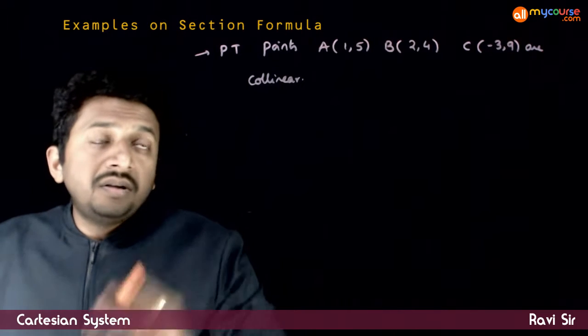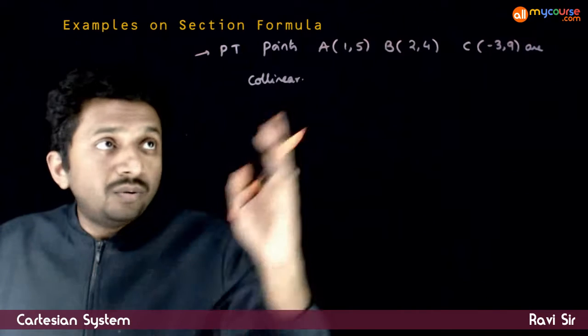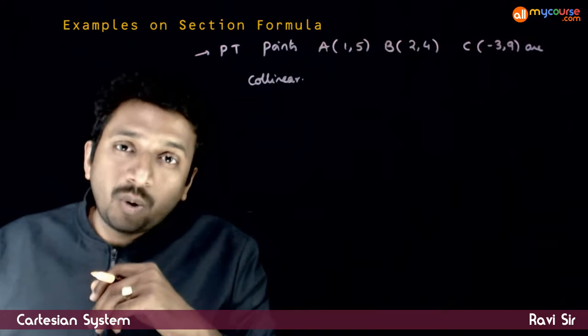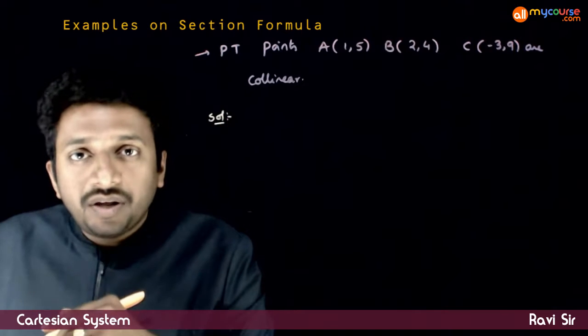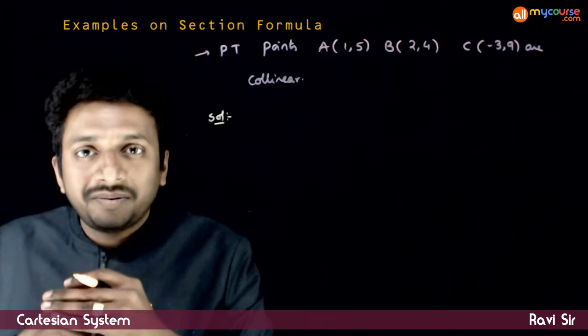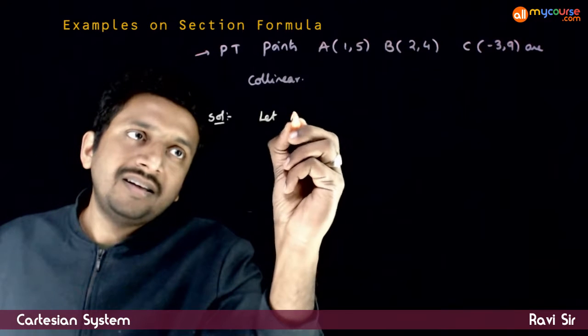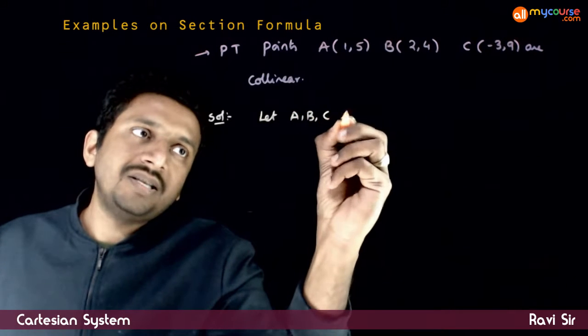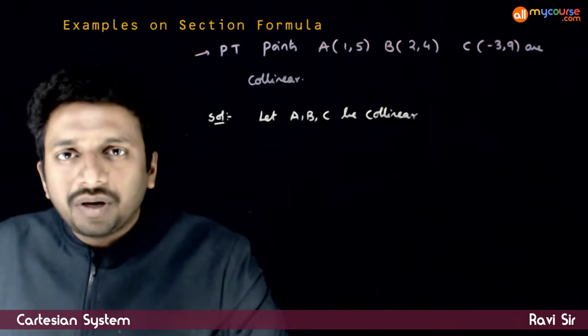In this question, you're asked to prove that the points A, B, C, whose coordinates are given, are collinear. So how do we check the collinearity using the section formula? Let us say that A, B, C are collinear. Let us first assume that they are collinear.